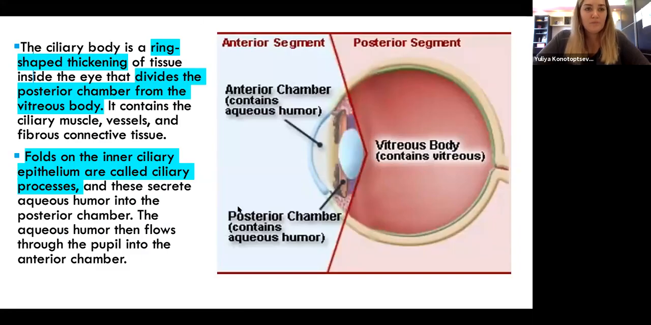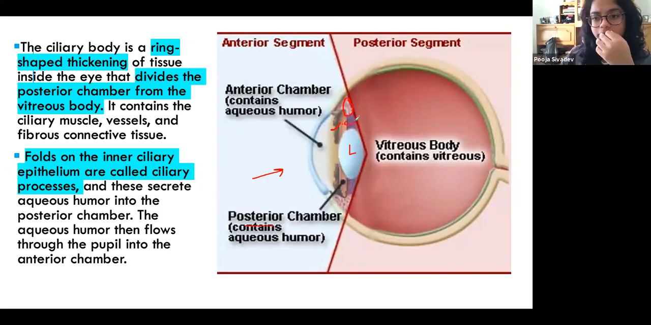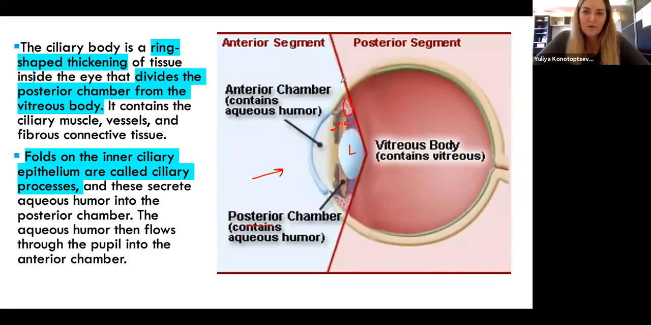So, the ciliary body, I think it's very confusing for lots of people, especially if we always see a picture like this. So what is this? Iris. What is this chamber? This is the posterior chamber, and this is the ciliary body. This is the lens, and what is this? Suspensory ligament. It is very important to remember that the ciliary body is actually a ring-shaped structure.